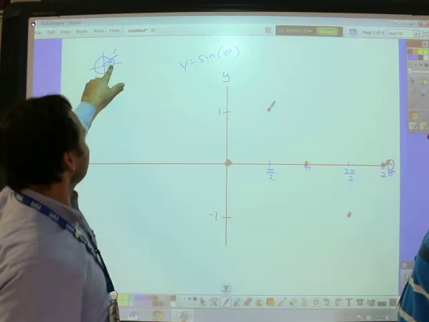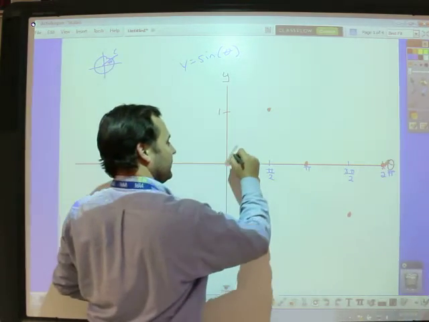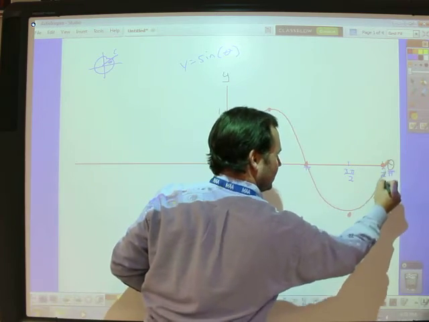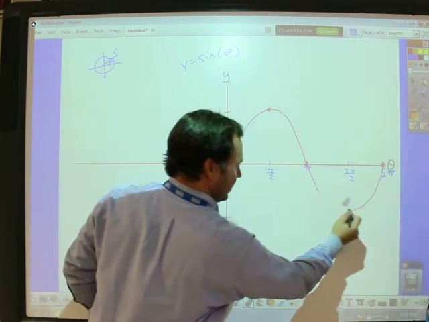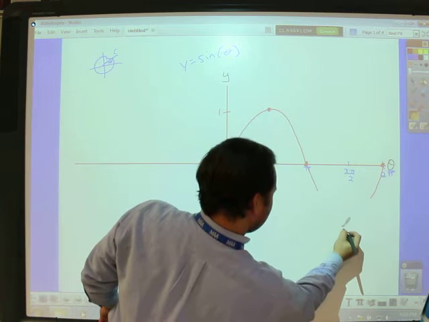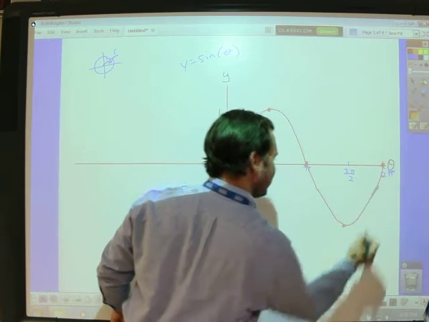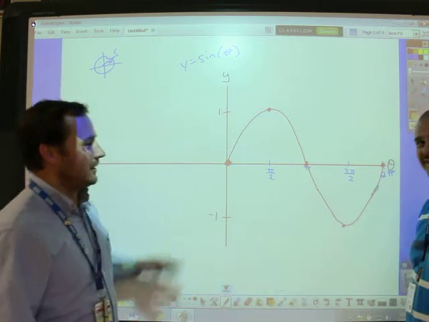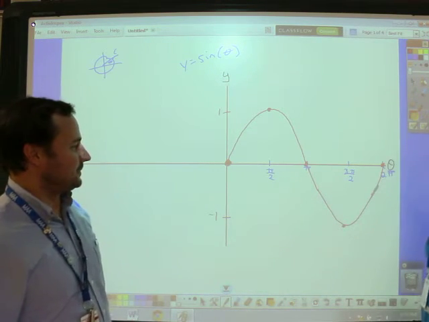That's exactly right. And if you graph all of these little points around here, what you'll find is your sine curve, something like that. Beautiful. Hopefully, you'd actually touch your points.